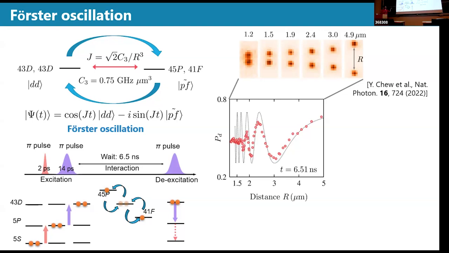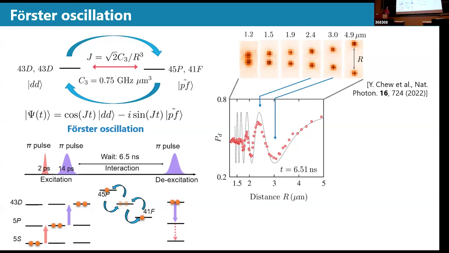If you bring two atoms to 3 micrometers, then at this interaction strength and time scale, the two atoms go to the 41F state and the 45P state. In the end, the population in this state drops. If you bring two atoms closer, this is another experiment.